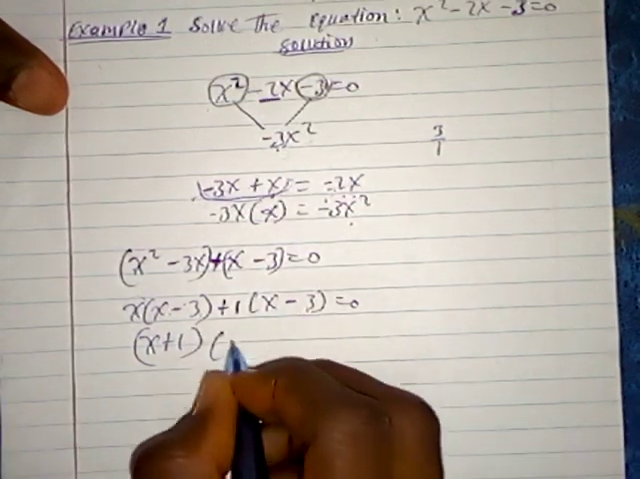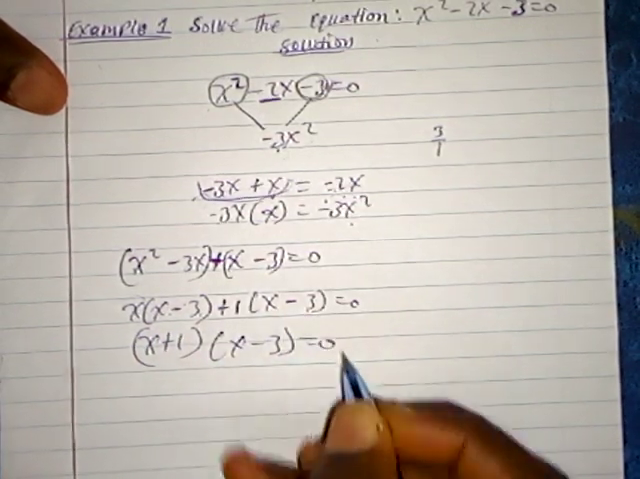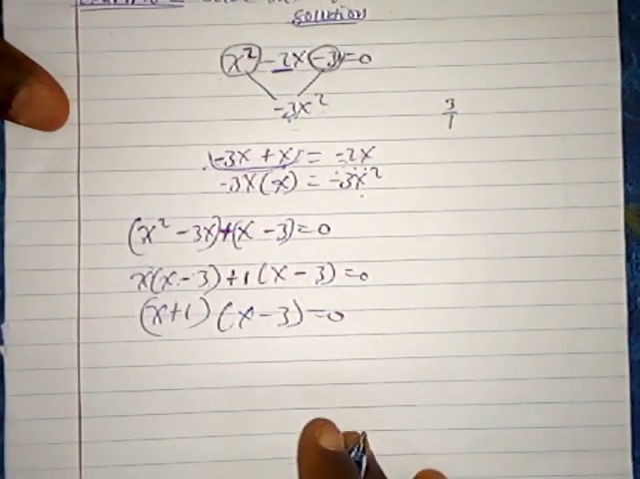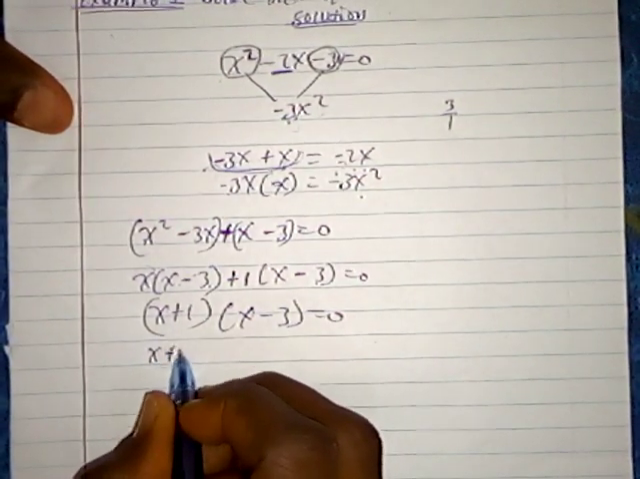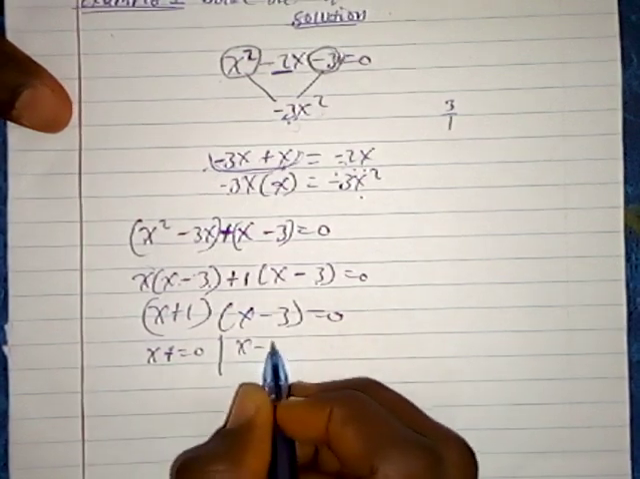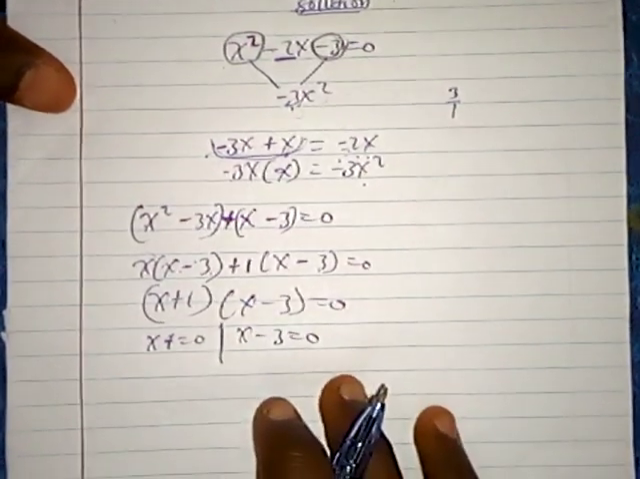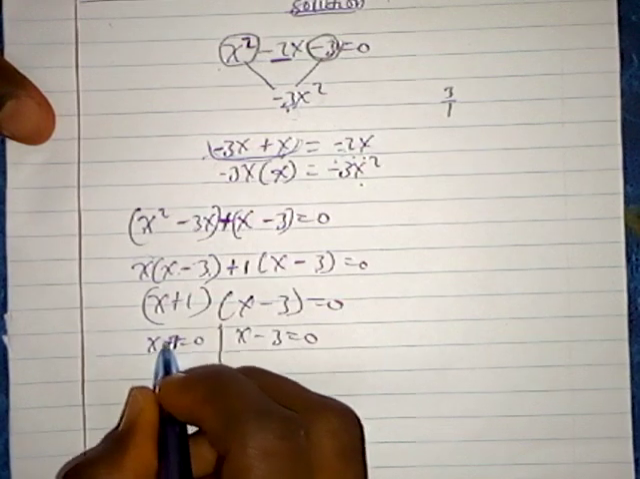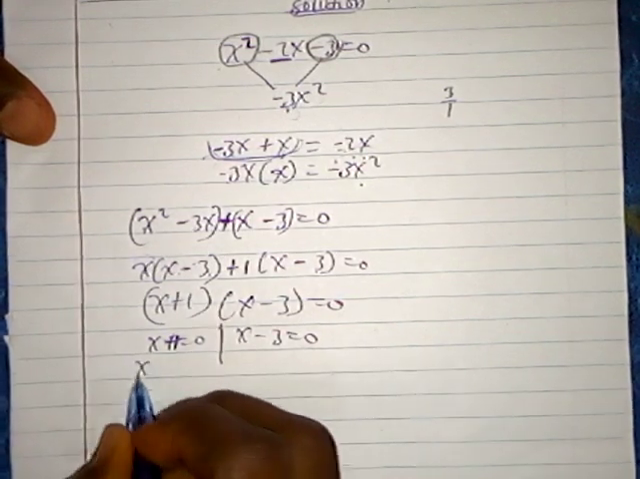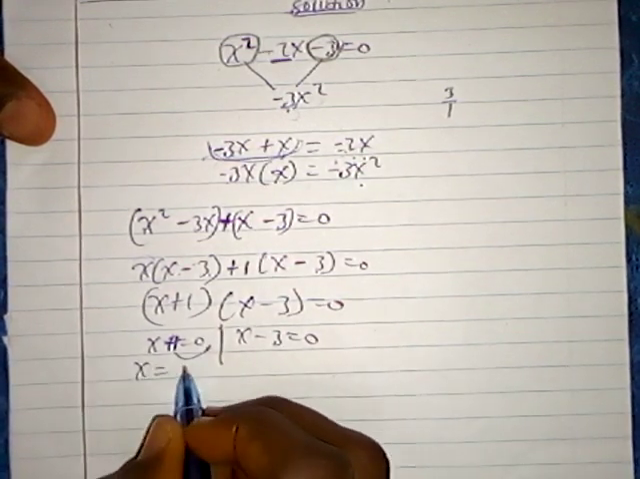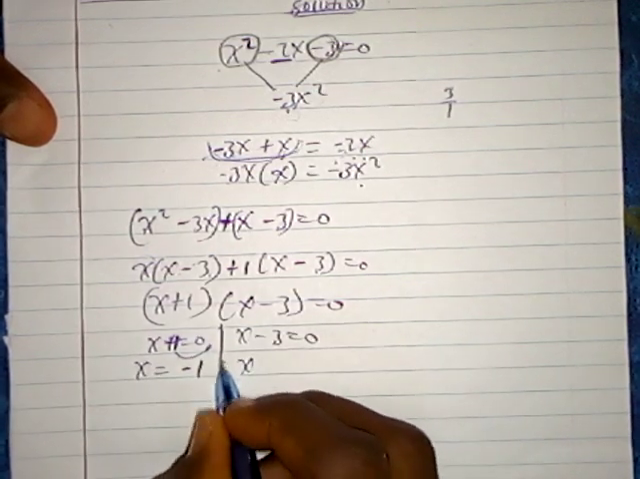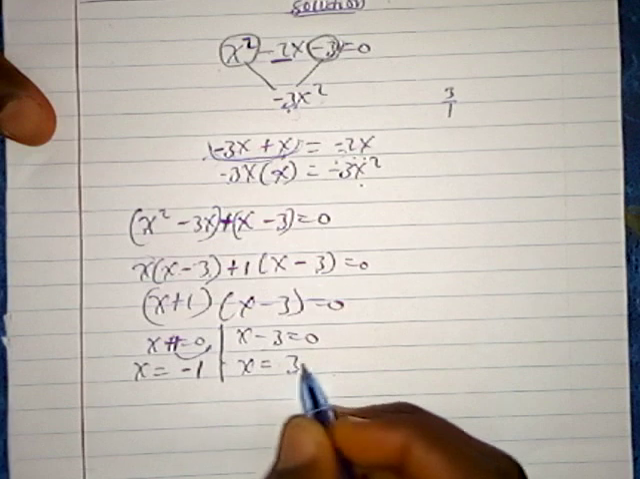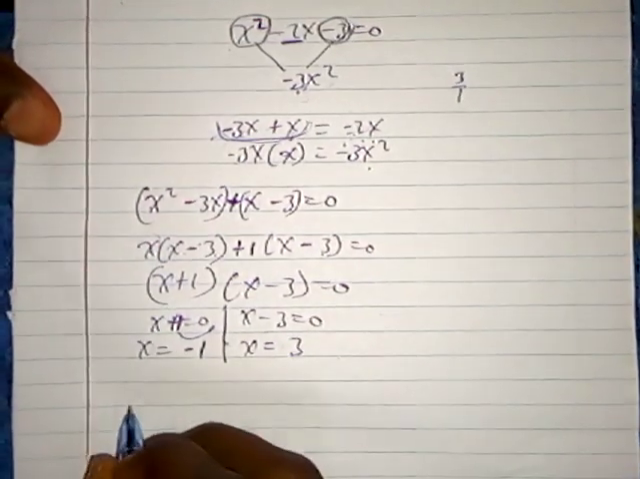So take one of the brackets equals to 0. What are we going to do? Each bracket there, we are going to equate it. x plus 1 equals 0. x minus 3 equals 0. You see? And we transpose x plus 1, right? So x, if you transpose this one, is going to give you x equals minus 1. If you transpose this minus 3, it is going to give you x equals 3.